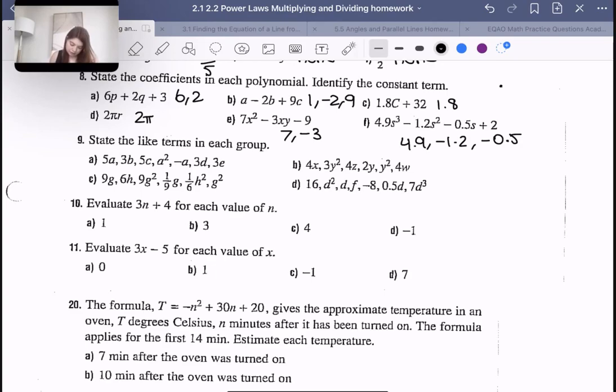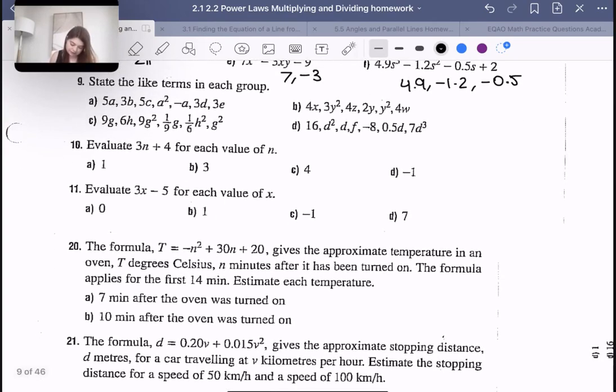The next one says, state the like terms in each group. Now let's review. What is a like term? Well, like terms are terms that have the same variable to them. And I want to also make it clear that like terms must also have the same exponent to them. So for example, a and a squared are not like terms because we couldn't add those together and get something simpler, right? Like terms are things we can collect and make into one term if we wanted to.